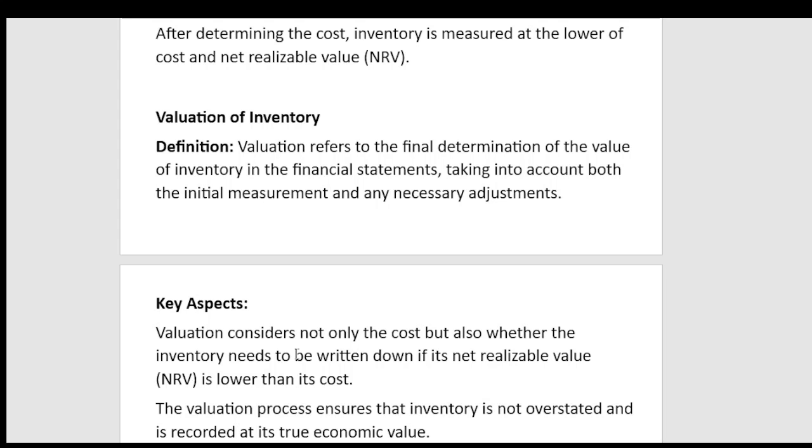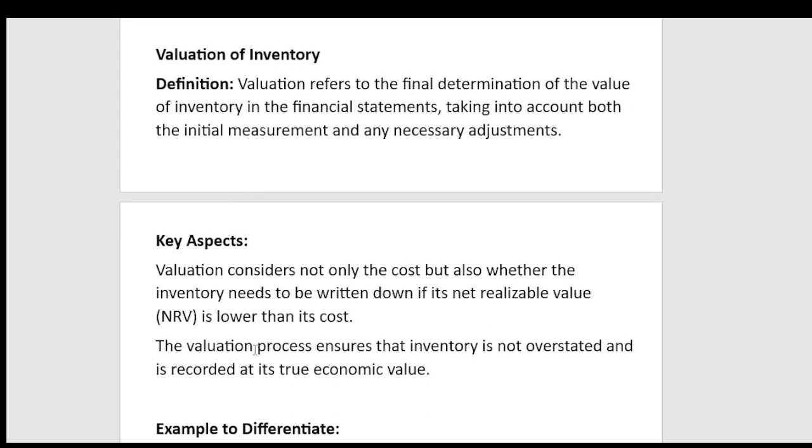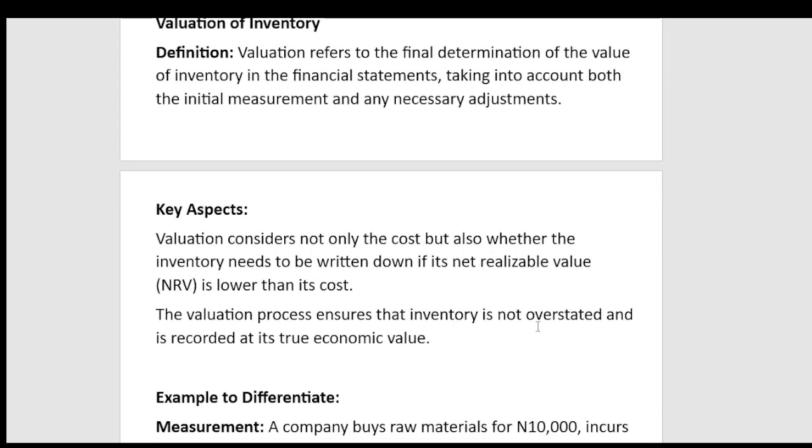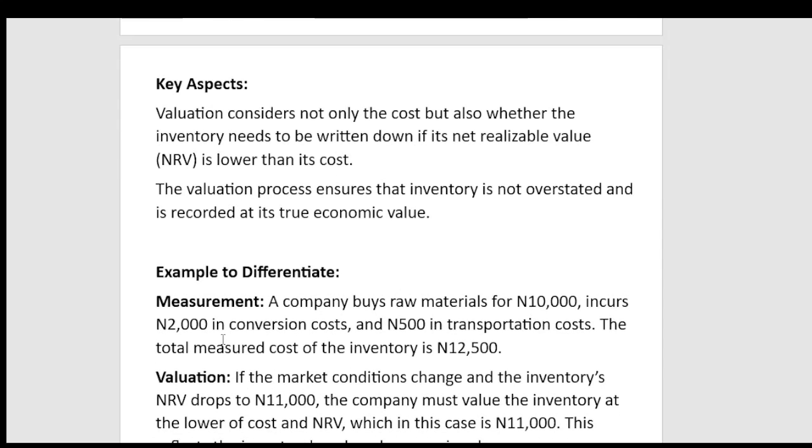That is the value. The valuation process ensures that inventory is not overstated and is recorded as it is, at its true economic value. Valuation makes sure that there is no mistake in the computation and that inventory is not overstated. That is valuation.